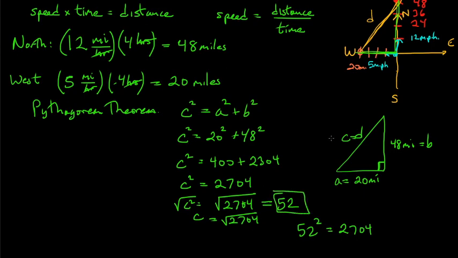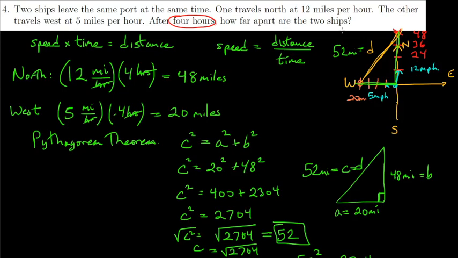How far apart are they? They're 52 miles apart. So that was the distance, right, after 4 hours. So the answer to the original question, how far apart are the two ships? We can now say definitively they were 52 miles apart. All right, so that's number 4. Not an easy one.